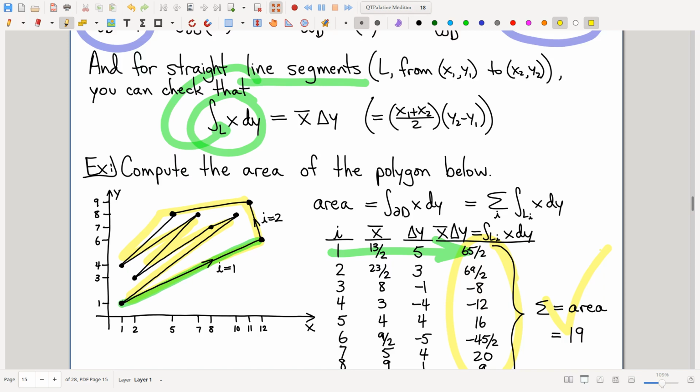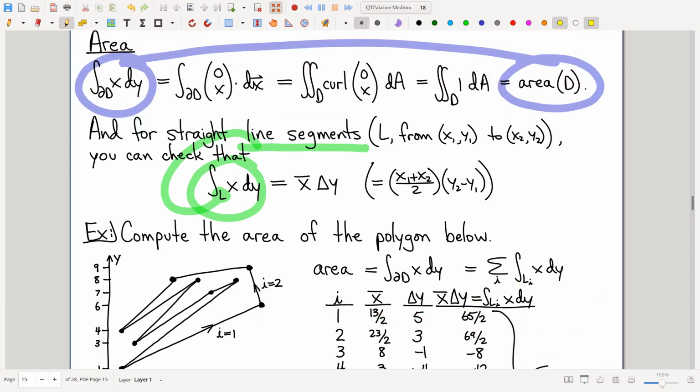So what I've left as an exercise for y'all, a good, healthy exercise, is show that on a line segment, just a line segment, if you're looking just at a line segment, the integral of x dy on that line segment is computed by this very compact and convenient formula. It's just the average value of x times the change in y.